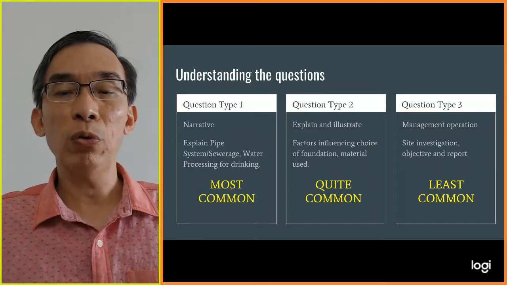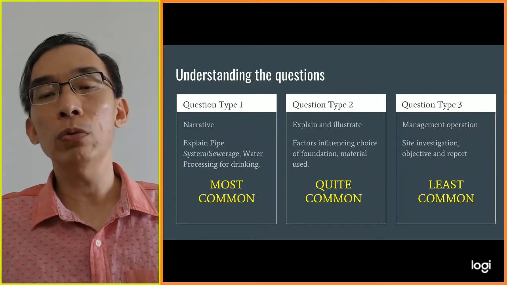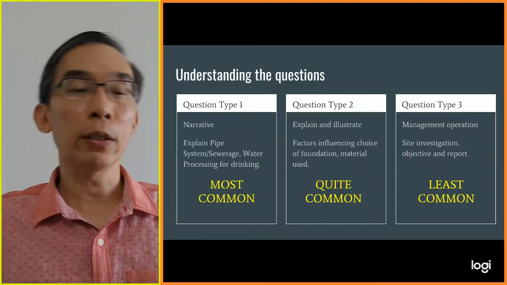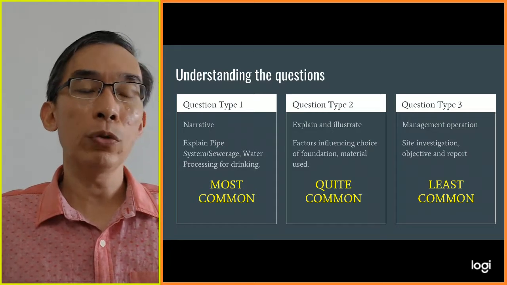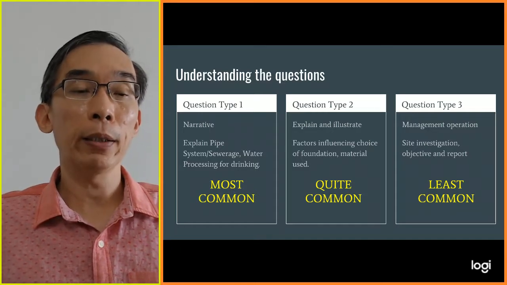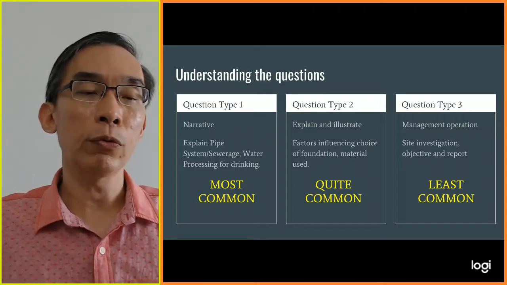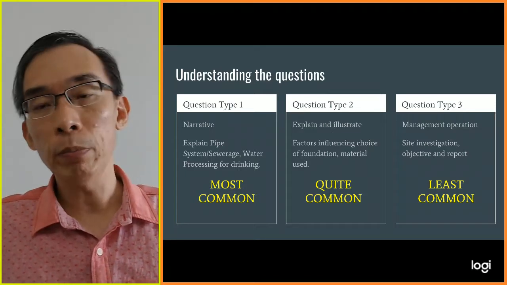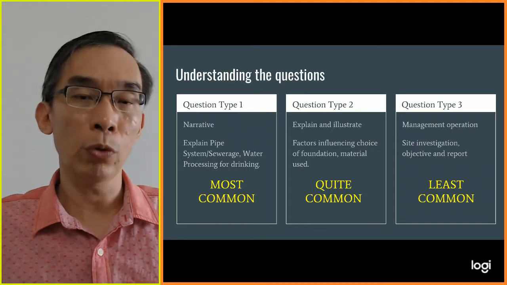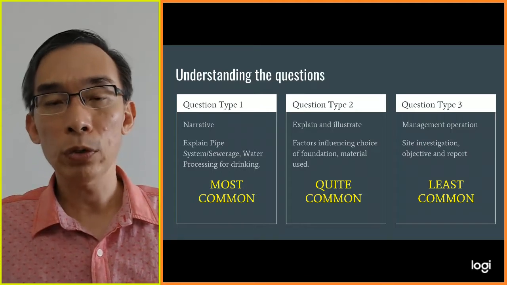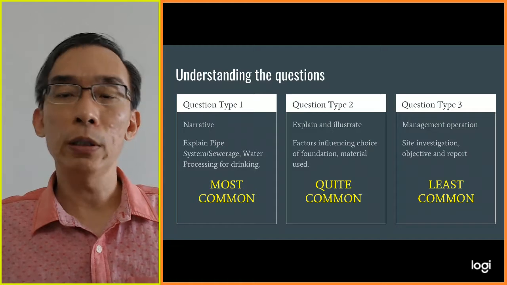So factors influencing choices. So this one you do not need to draw very much. Whereas the question type one, the narrative type, usually you need to explain by drawing, meaning to say you draw out the piping system, then you say what is the difference between diagram A and diagram B. So that is a bit more of drawing. Type 2 is a bit less drawing. Then type 3 is actually essay writing.